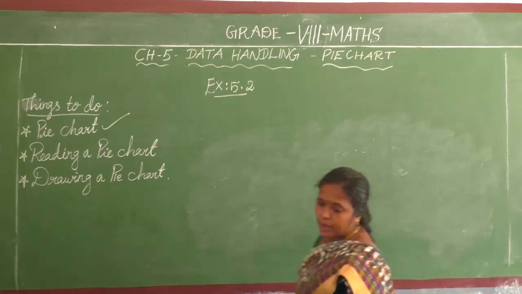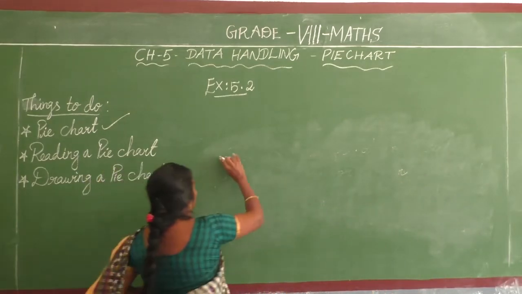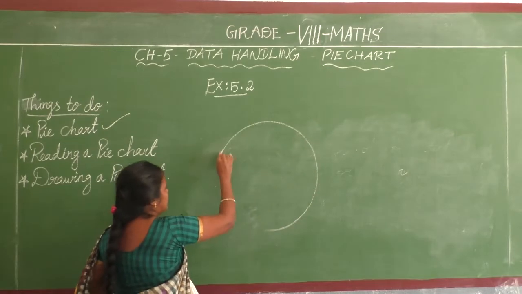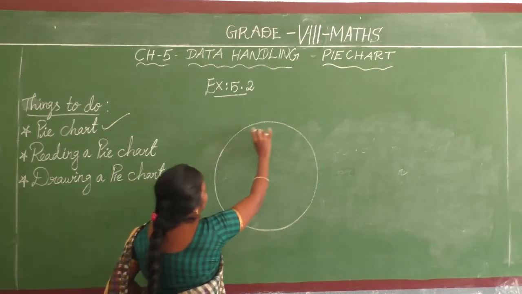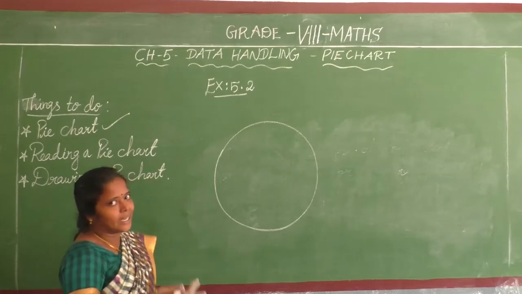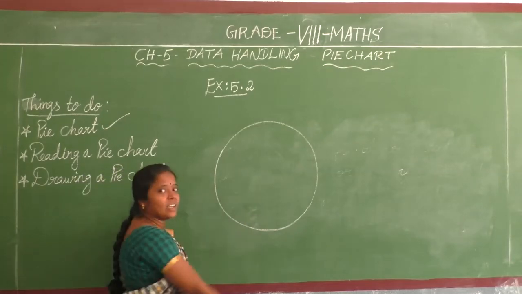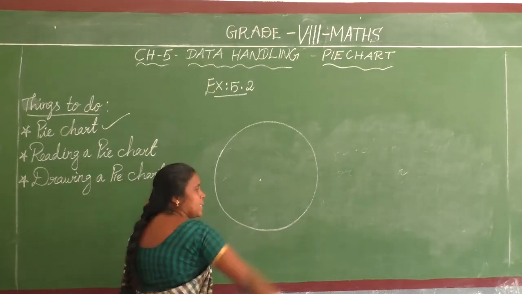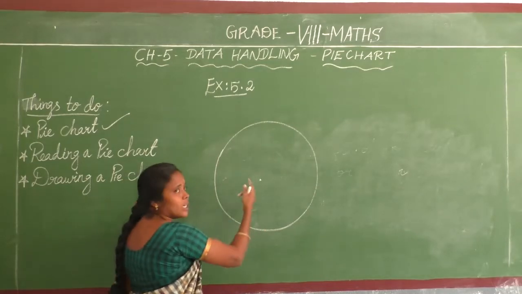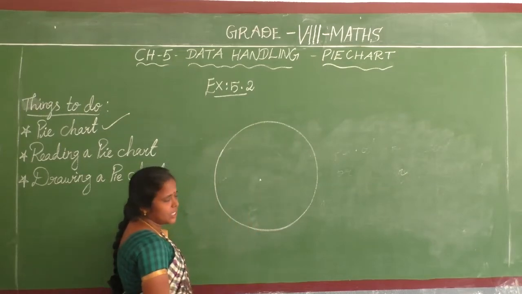How to draw a pie chart? See, actually, a circle. For drawing a circle, what is important? You don't need to take the compass, pencil, etc. I didn't expect that from you. Here, the central angle of the circle, you know, is 360 degrees. The complete circle makes what? 360 degrees. The central angle of the whole circle is 360 degrees.